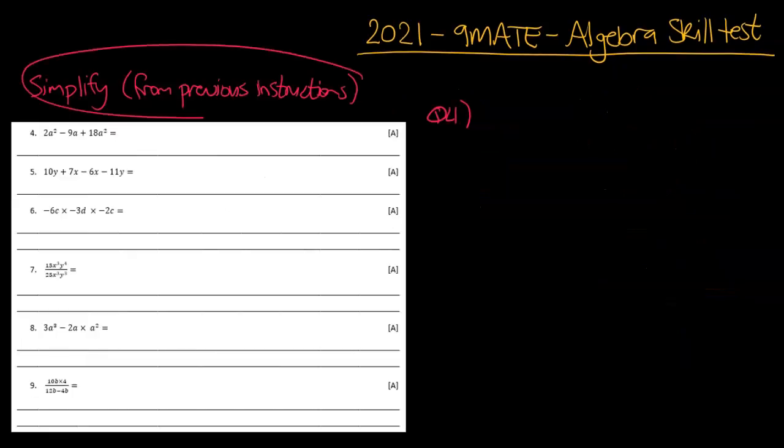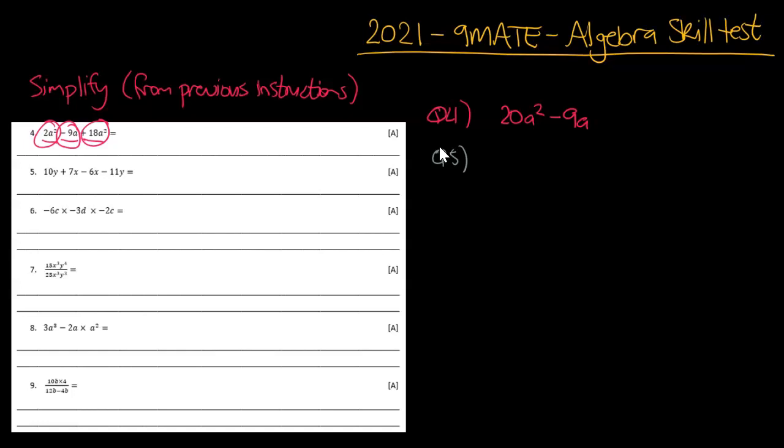And I should note, from the previous instructions, we're still simplifying over here. I've got 2a squared minus 9a plus 18a squared. This looks like a grouping like terms question because of all the addition and subtraction. So I know that the a squareds I can put together. So 2a squared plus 18a squared, that there is going to get me to 20a squared. And after that, I've got minus 9a. I've got a squareds, but I've got no other a's. So what I'm going to do is I have to leave that separately. So I'm going to go minus 9a.